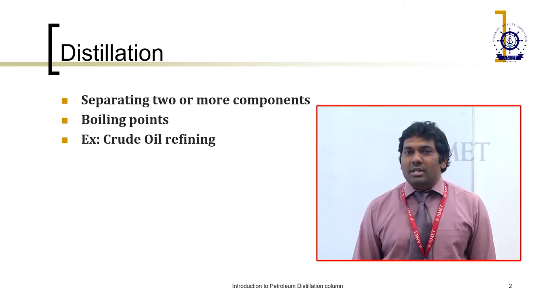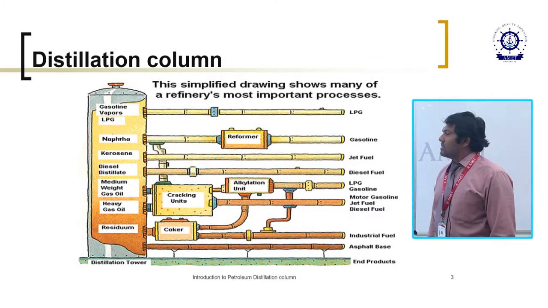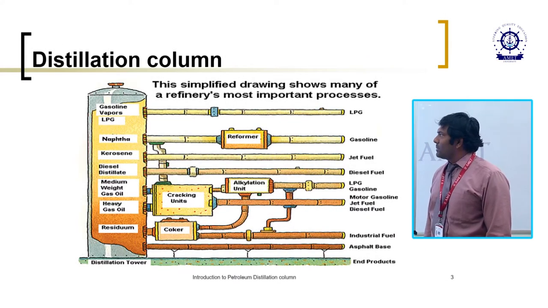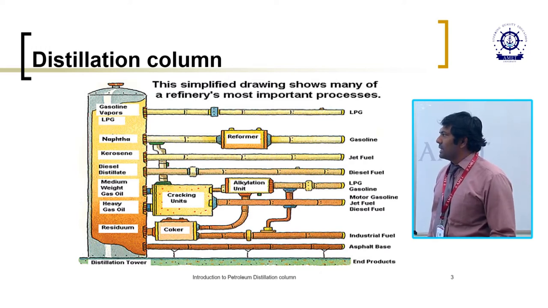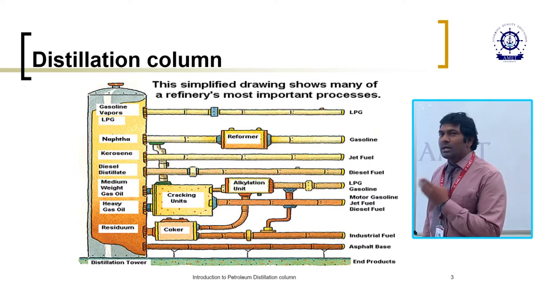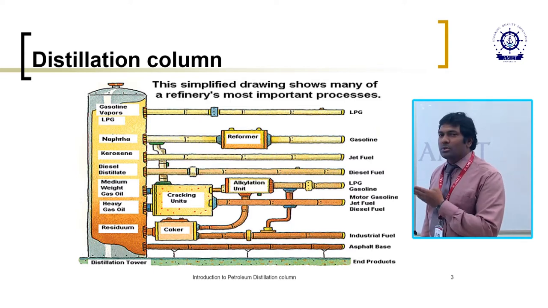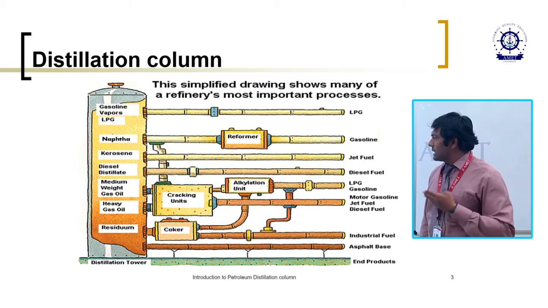Crude oil refining is an example of a refining process. The figure shows the schematic diagram of the distillation column. A distillation column is a vertical shell that comprises trays and plates inside. It is attached to passages on the right side. The passages are there for attaching this unit to other units like the reformer, alkylation unit, cracking units and coker.